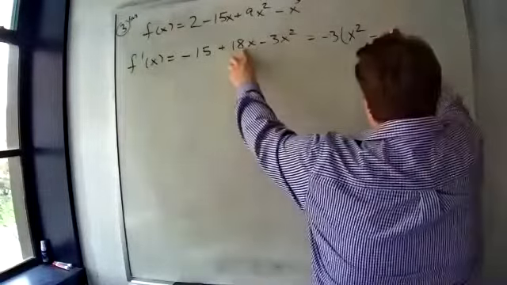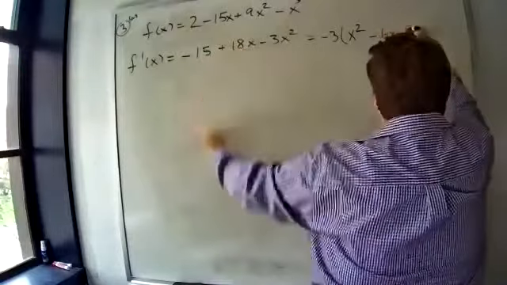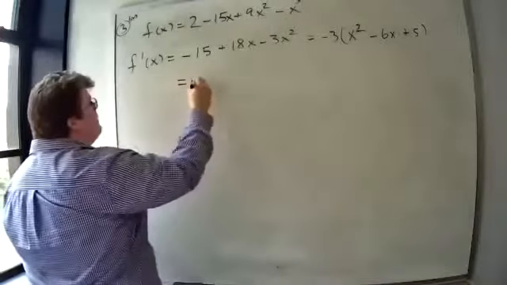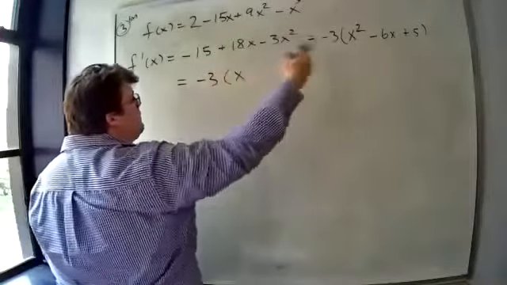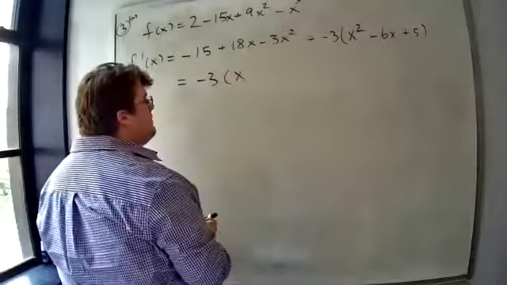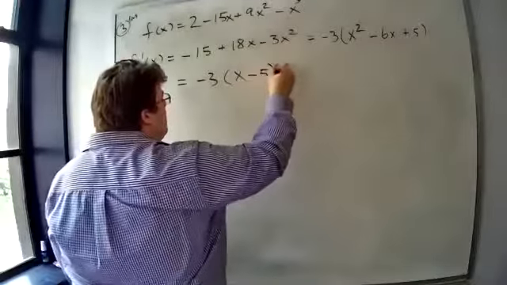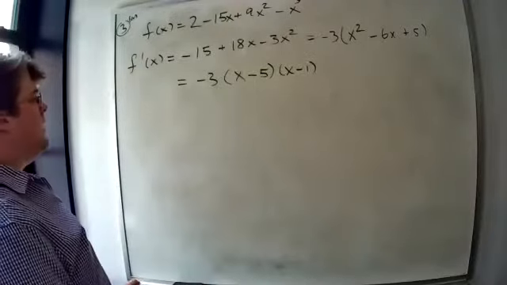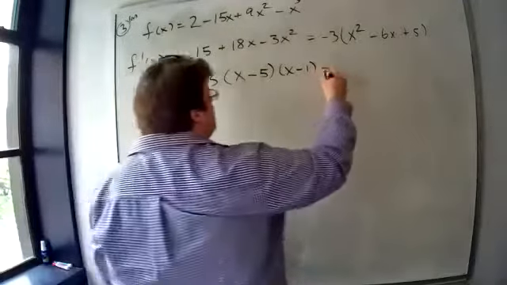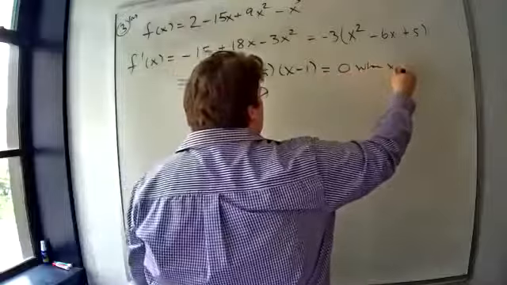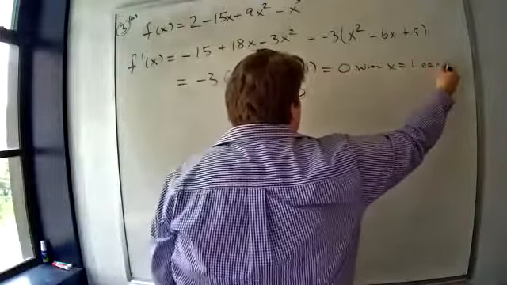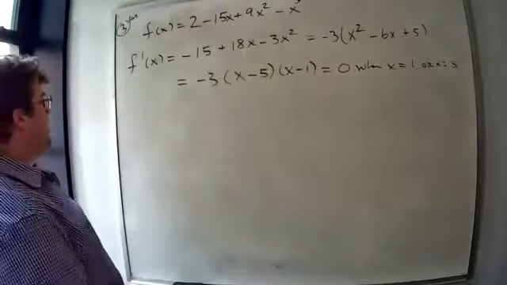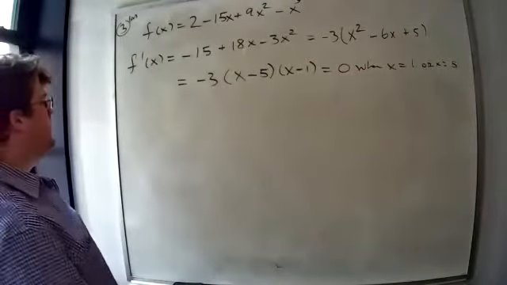Pull a -3 off that, you're left with -6. You're left with 5. We want where that's 0. 5 and 1 make 5. 5 and 1 make 6. So we have x minus 5, x minus 1, and this equals 0 when x equals 1 or when x equals 5.